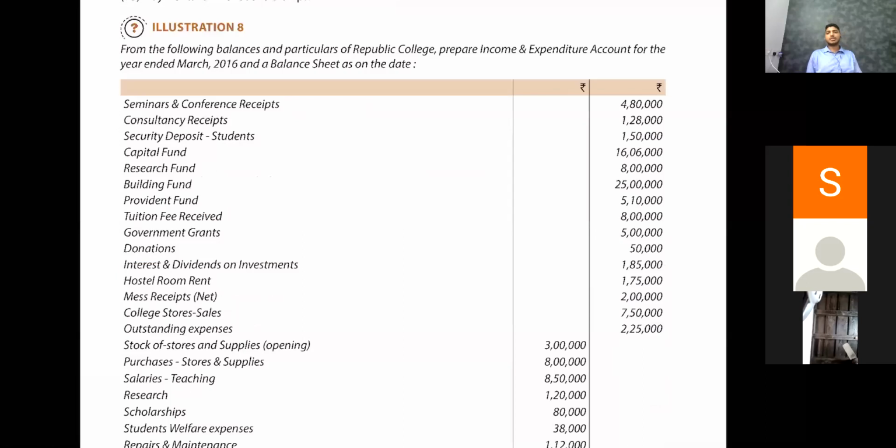When you come tomorrow, read this and see what they have given as the requirement. From the following balance, prepare income and expenditure account. All right, you are supposed to prepare an income and expenditure account and balance sheet.